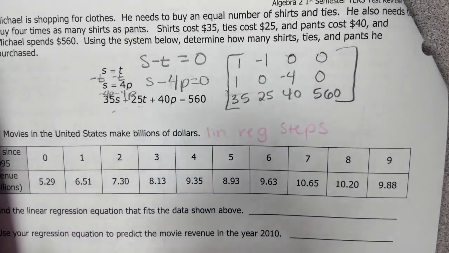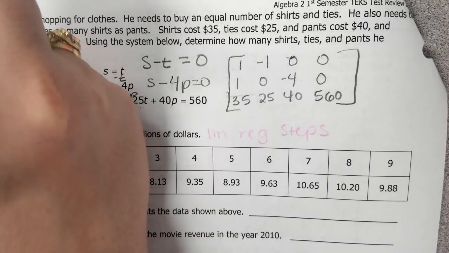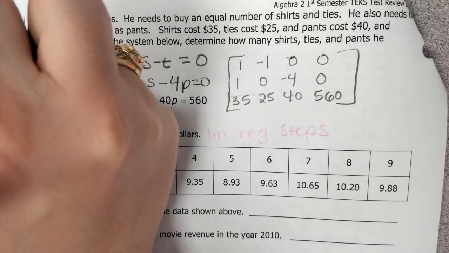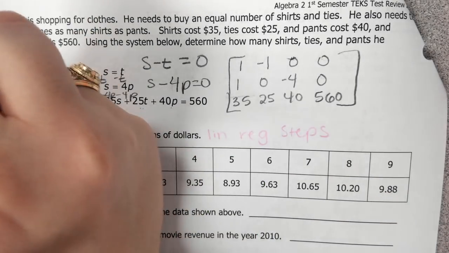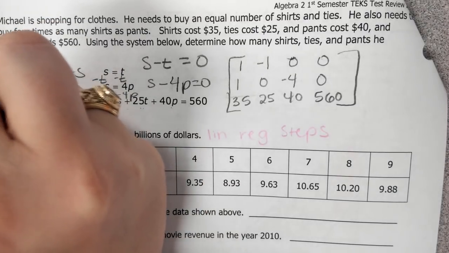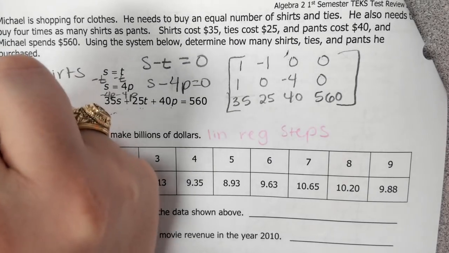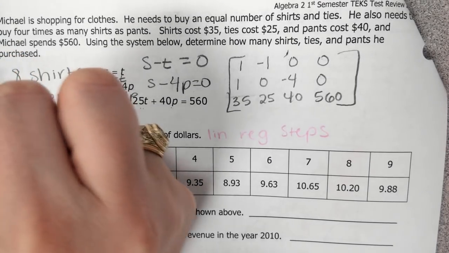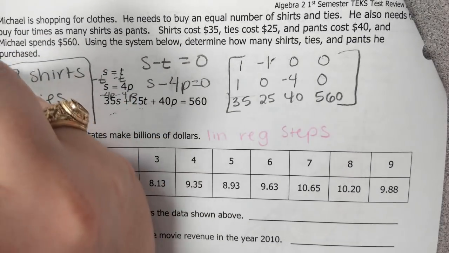So notice my S was first. So your first number at top is 8. That means I have 8 shirts. Then your second letter was T. So my second number is 8. So I have 8 ties, because that was what T represents. And then finally P, and so you have 2 pants. So that would be giving you how many of each they have.